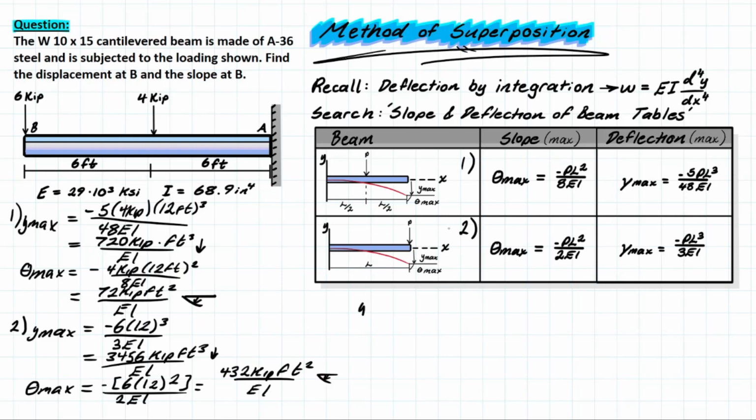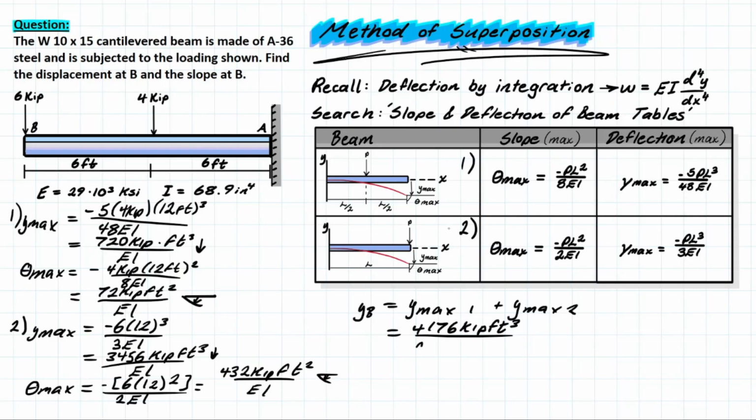So let's do the deflection at B first, which will simply equal the max deflection for case 1 plus the max deflection for case 2. And when we add those together, we're going to have 720 plus 3,456, which is going to leave us with 4176, and that is kip foot cubed over EI. But let's go ahead and start plugging in our EI values to determine the exact deflection for this specific beam.